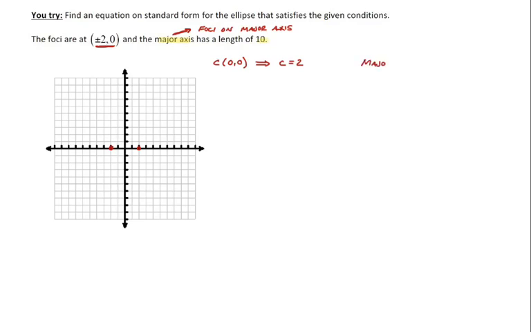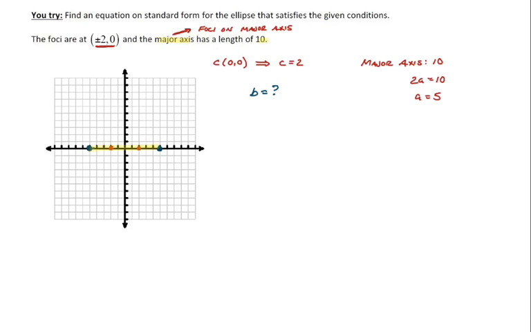So if the major axis is 10, that means that 2A is equal to 10, or A is 5. So what that tells me is I need to go 5 units from the center on the x-axis, to the right and to the left. And the reason I know I have to be on the x-axis is my major axis will always have my foci on it. So I'm going to plot my two A values to the left and to the right, 5 from center. And I just highlighted the major axis in yellow. So my major axis has to be horizontal because my foci are aligned horizontally, and my vertices have to be on that major axis as well.